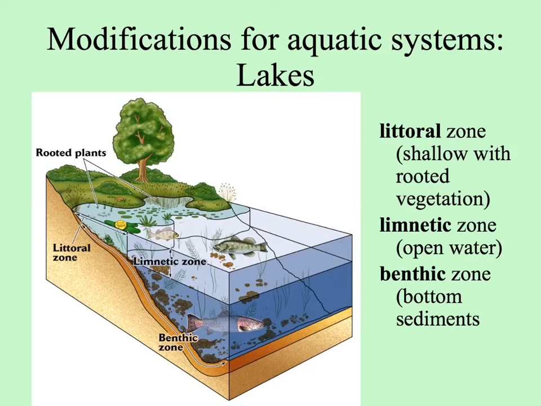We'll try not to neglect the aquatic habitats, and I wanted to show you a picture of a lake which has different zones described by different words. The benthic zone, the deepest, where there are bottom sediments. The limnetic zone, open water, where fish and other animals swim freely. And then the littoral zone, sort of at the edge of the body of water. We use these terms too in oceans.